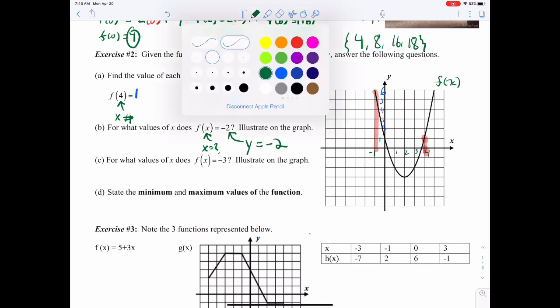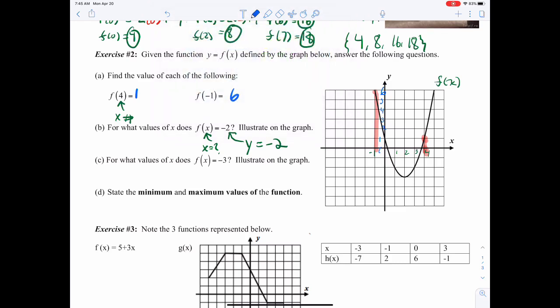Well, let's find negative 2 for our y. So there's 0, negative 1, negative 2. So we're going to be on this horizontal line. And it looks like if we come over, we hit a point here. And we also would hit a point right there, too. So negative 2 happens twice on our graph. It happens when x equals 1 and x equals 3. There we go. Definitely a little bit tricky.